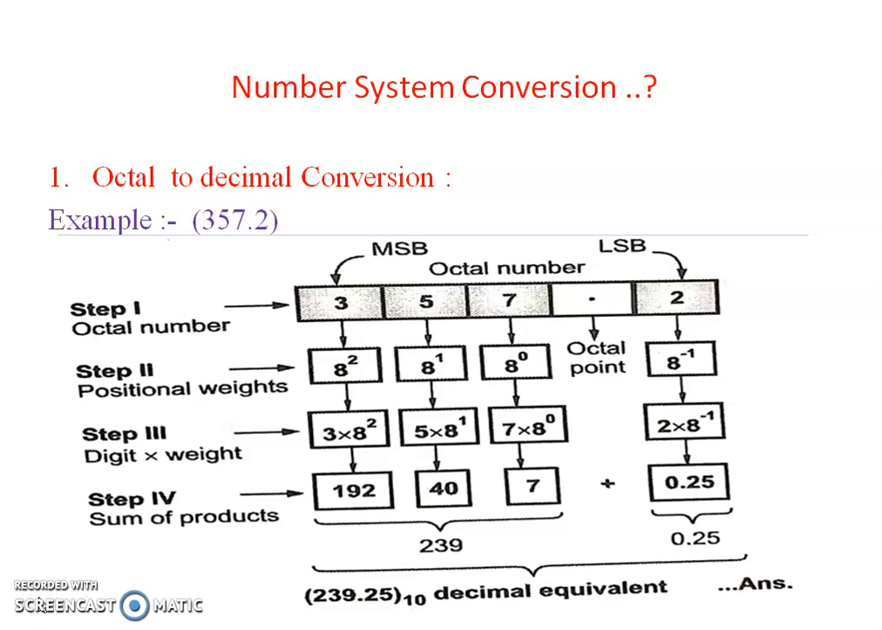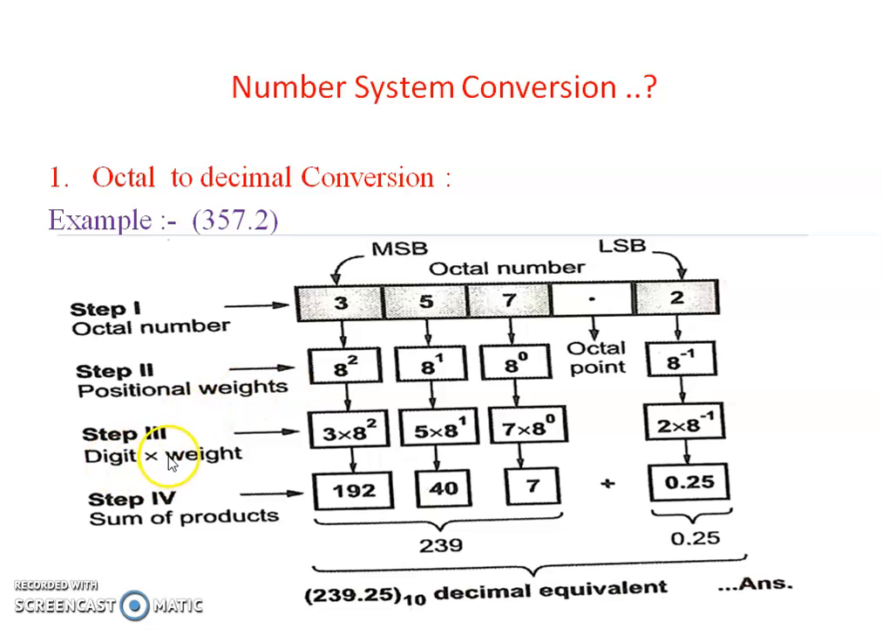First, we discuss octal to decimal conversion. The first step is to write the given number. This is our octal number. The second step is to write the positional weight for each digit. Here we write the positional weights, that is 8 raised to 0, 8 raised to 1, 8 raised to 2.